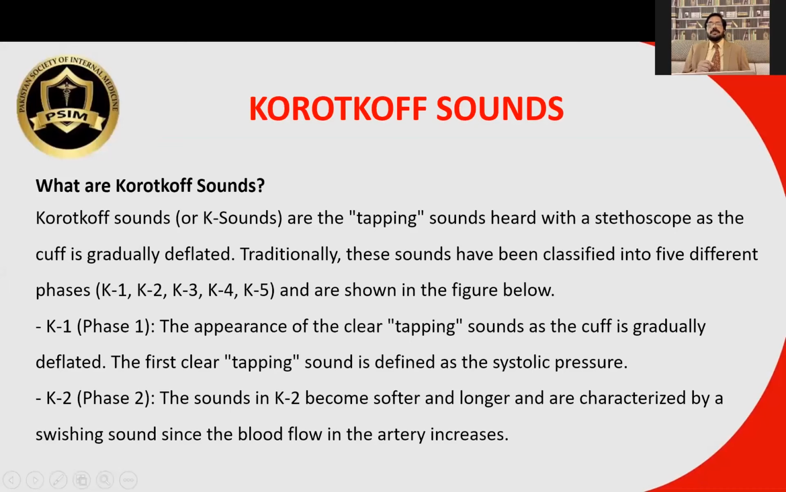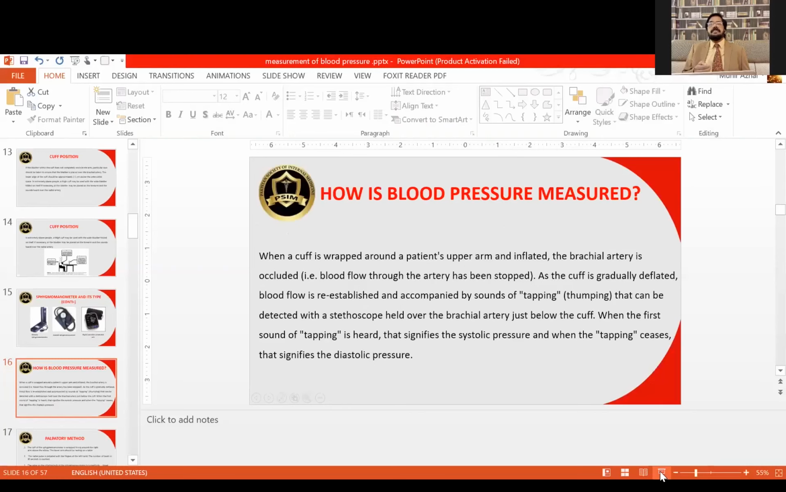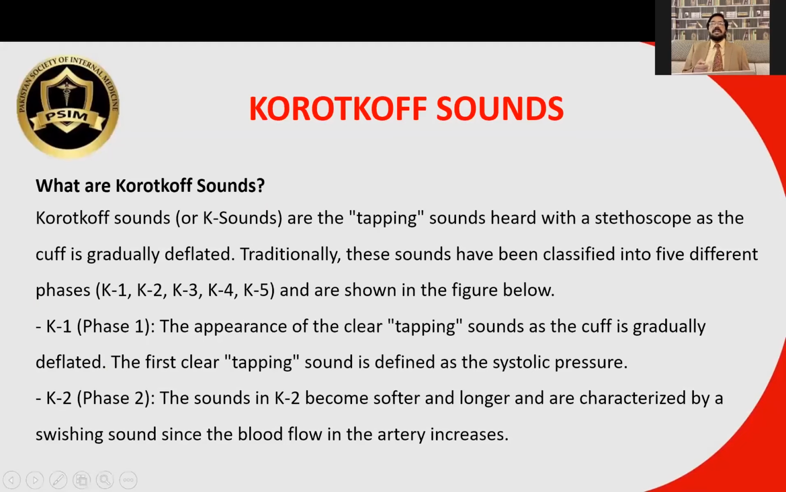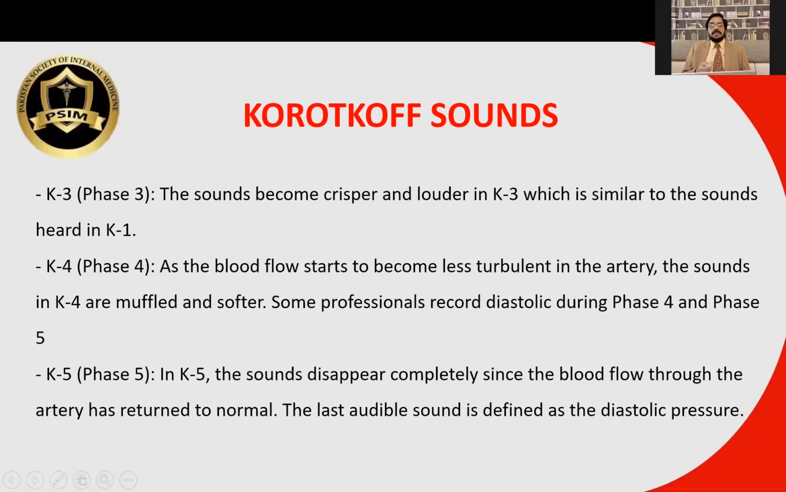Now talking about Korotkoff sounds. Korotkoff was basically one of the Russian scientists, and he found out that there are 5 different types of sounds. What are those points? I would say, not the sounds. Number one is K1, K2, K3, K4, and K5. Now K1 is when, as you are deflating the cuff, there is immediately the appearance of the first sound. This is called K1. Now it increases in its intensity. This is K2. Then it decreases in its intensity. That is K3. And K4 is considered as the muffling of the sound, and K5 is the point where you might not be able to hear anything. So these are 5 important points.